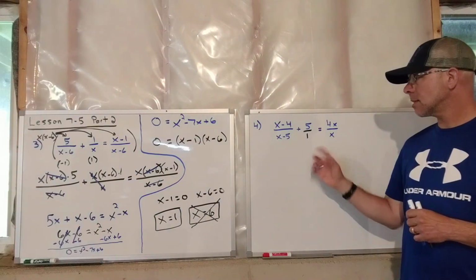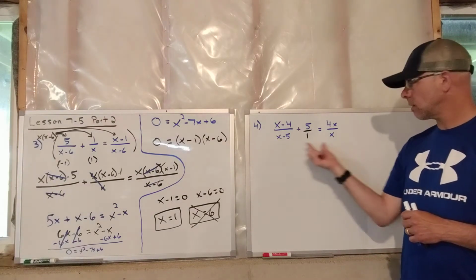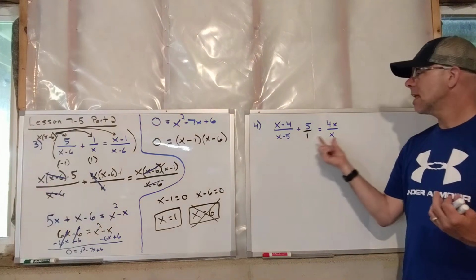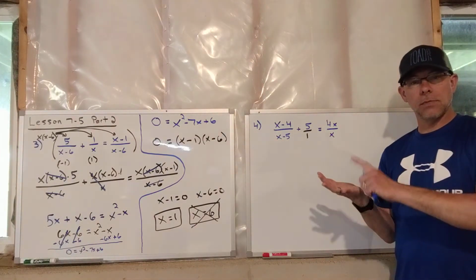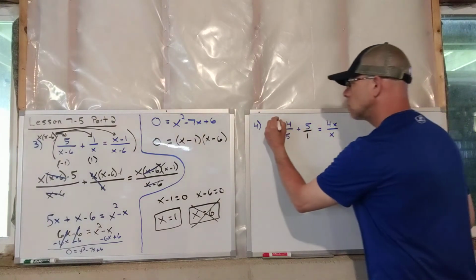It's similar in the sense that this denominator doesn't factor, this denominator can't, it's just an x. The common denominator is this times this. In other words, it's x times x minus 5. That is what we'll multiply by.